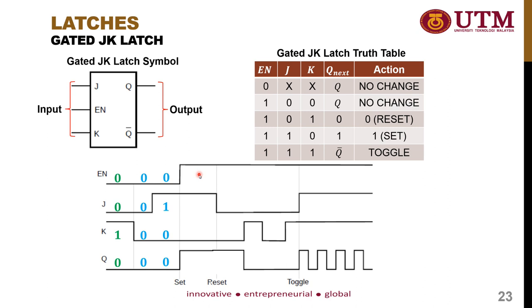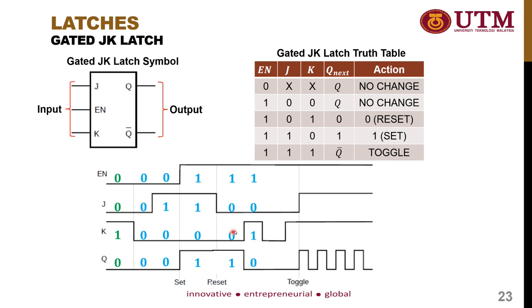So the next segment shows when enable is set to 1, J is set to 1 and K is set to 0. So it means that the latch is in set mode. Okay, so the output will become 1. And then you see here, when enable is set to 1, J is set to 0 and K is set to 0, the output retains because it is in data save mode, where there are no changes on the output because J and K are both equal to 0.